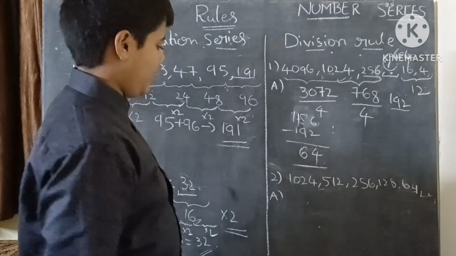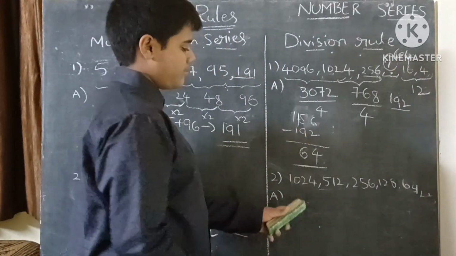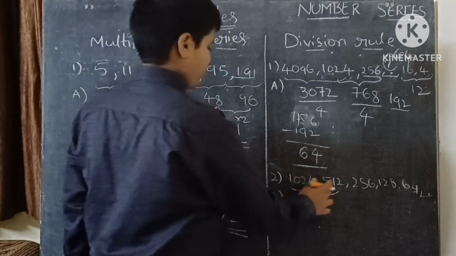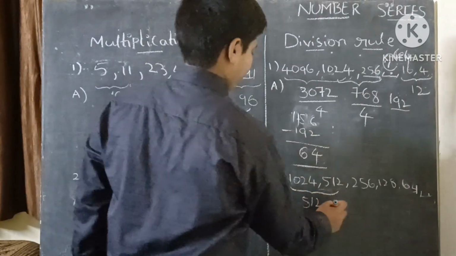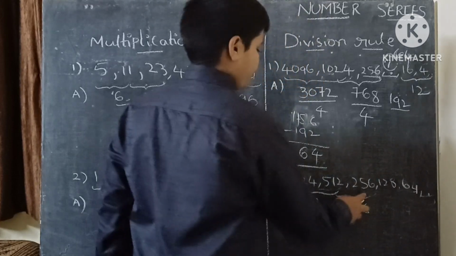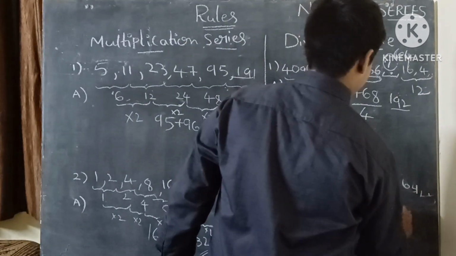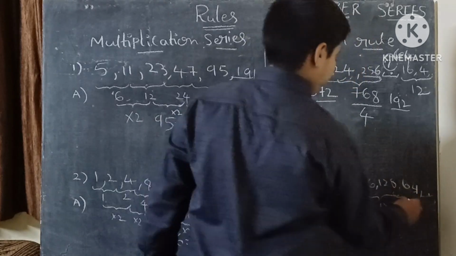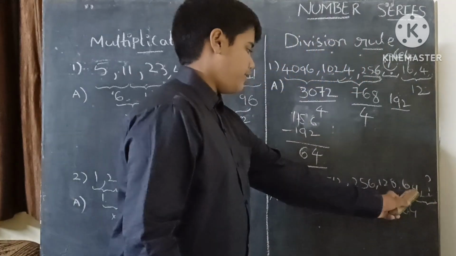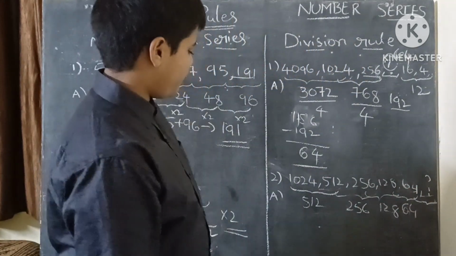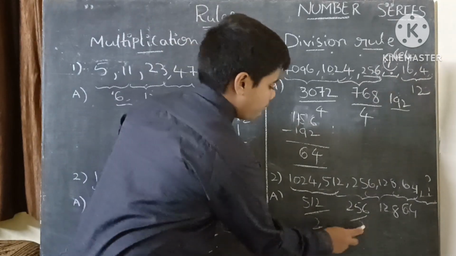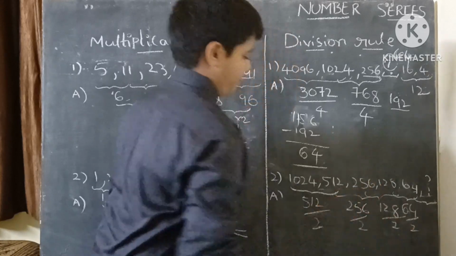Now the second example. In this series also we take only the difference. 1024 minus 512 is 512. 512 minus 256 is 256. 256 minus 128 is 128. 128 minus 64 is 64. And then we take the difference between 64 and the unknown number. These four differences follow division by 2, by 2, by 2, by 2.